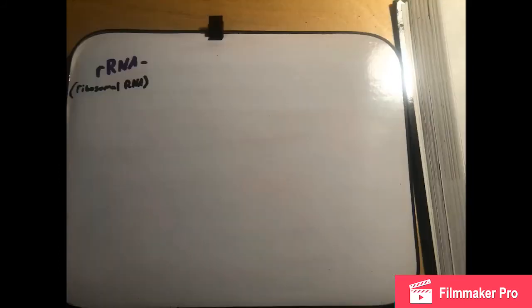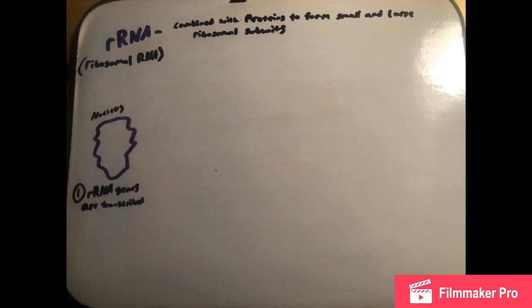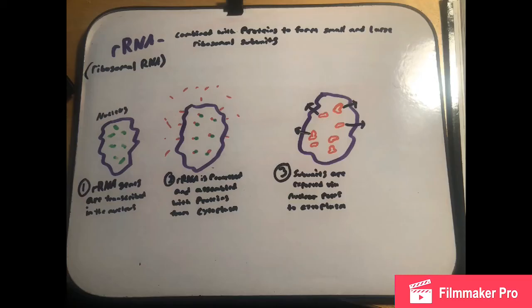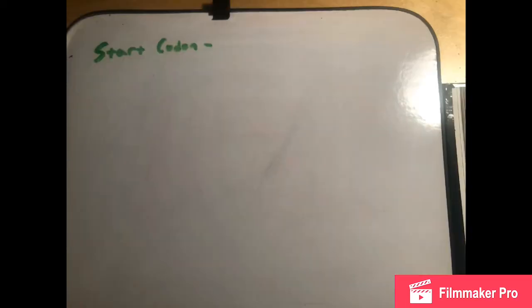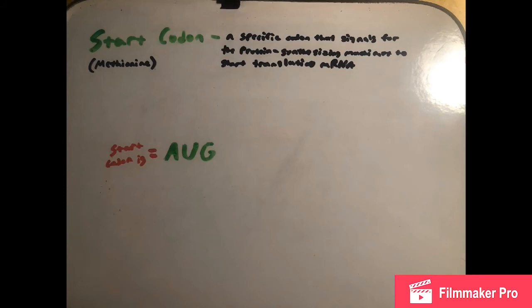rRNA, also known as ribosomal RNA, is combined with proteins to form small and large ribosomal subunits. First, the RNA genes are transcribed inside the nucleus. Then the rRNA is processed and assembled with proteins from the cytoplasm. And last, the subunits are exported via nuclear pores to the cytoplasm. A start codon, usually methionine, is a specific codon that signals for the protein synthesizing machinery to start translating mRNA.